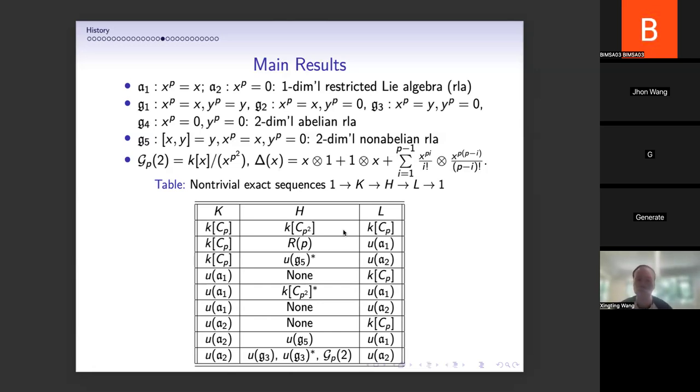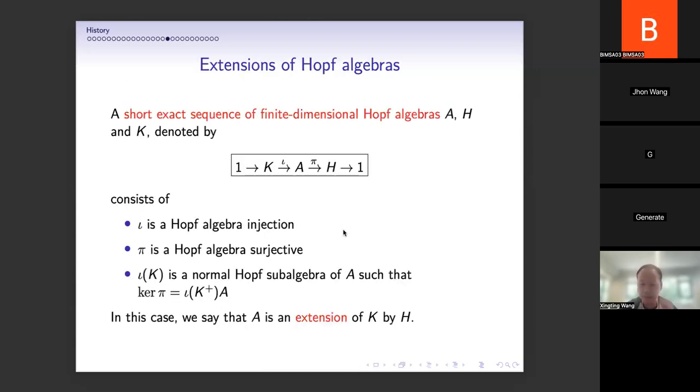So what we did is we classified all the possibilities. And through this list, we can show the middle ones are all pointed. So that's how we prove the extensions are all pointed ones. So that's all the results we have so far. Now I will spend, let's see how much time. I think I'm fine. So maybe the next 15 or 20 minutes to explain a little bit more about the terminology and techniques we use.